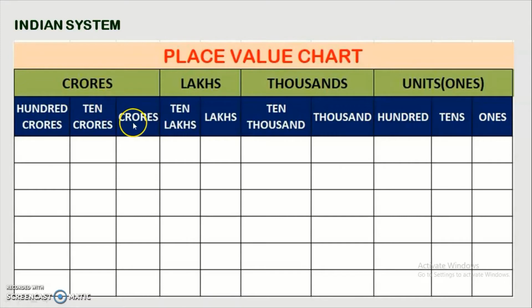So if we start by taking 1 crore, 2 crores, 3 crores like that, after 9 crores we have to go to 10 crores. After 99 crores we have to go to 100 crores. After 999 crores we have to go to 1000 crores and so on. So we'll take some numbers and try to write using these place values.